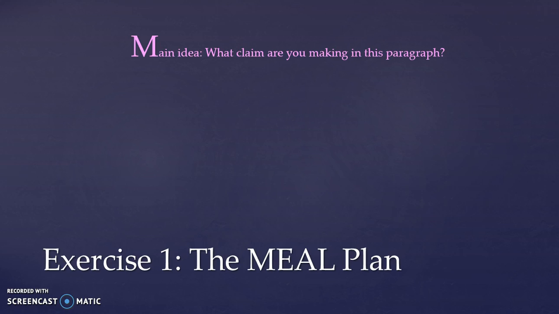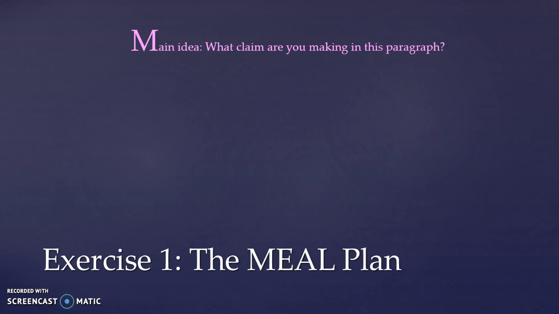So the M in MEAL stands for main idea. A question to ask yourself is just, what claim are you making in this paragraph? Think about how your whole paper has a thesis statement, and that's the claim that you're trying to prove in the paper. Each paragraph works like that too. It can have a topic sentence, a concept you may have heard of before. Your topic sentence is your main idea for that paragraph.